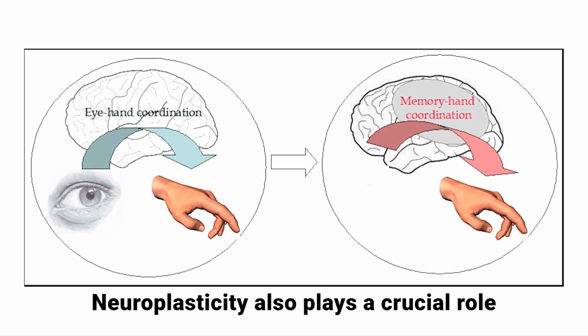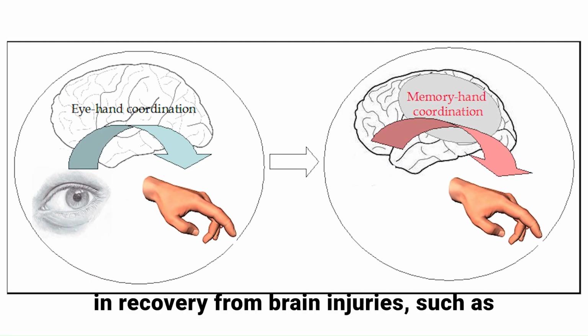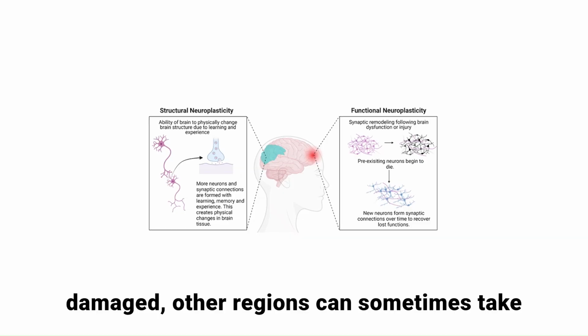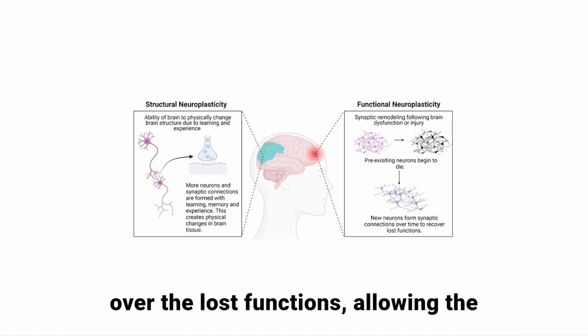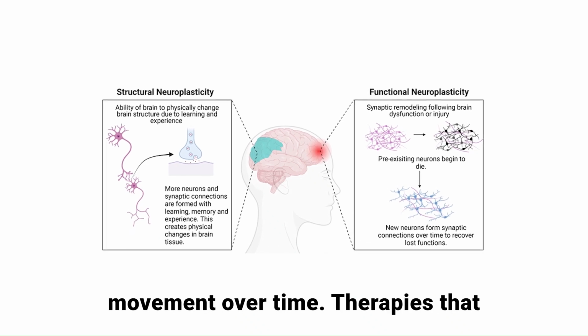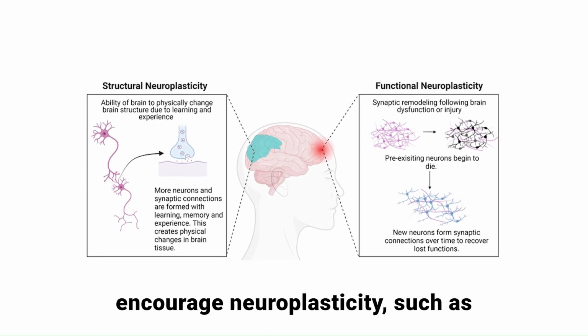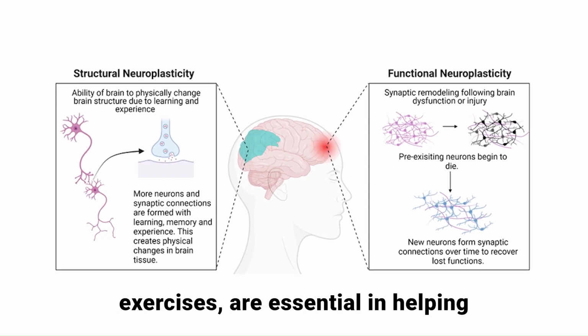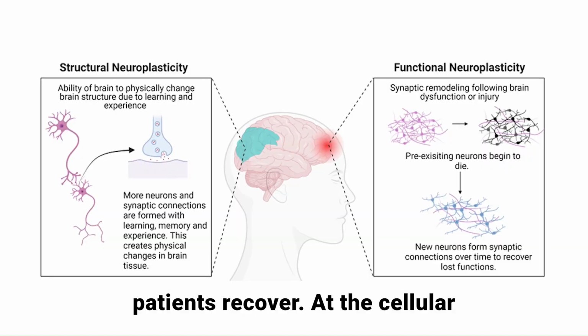Neuroplasticity also plays a crucial role in recovery from brain injuries such as strokes. When part of the brain is damaged, other regions can sometimes take over the lost functions, allowing the person to regain abilities like speech or movement over time. Therapies that encourage neuroplasticity, such as physical rehabilitation or cognitive exercises, are essential in helping patients recover.